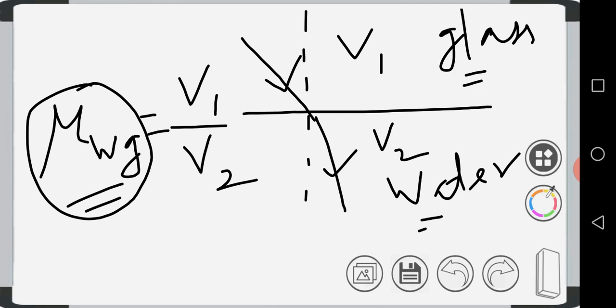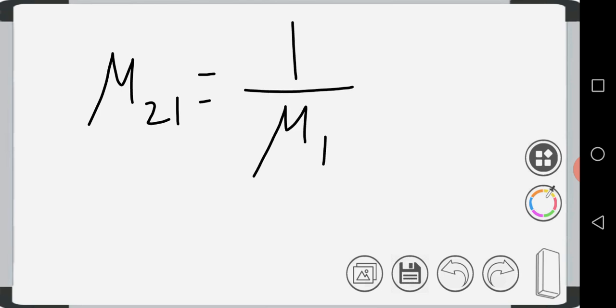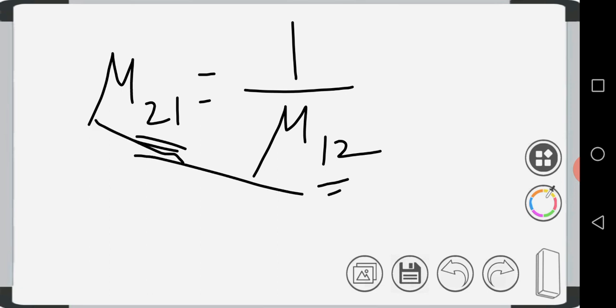I think this is clear. Another very important thing that you have to remember, I told you about this: mu 2 1, the refractive index of medium 2 with respect to 1, is always equal to the reciprocal of mu 1 2. This is the thing that you have to remember. This means mu 1 2 is the refractive index of medium 1 with respect to 2, and mu 2 1 is the refractive index of medium 2 with respect to 1. So how are they related? They are reciprocal of one another.